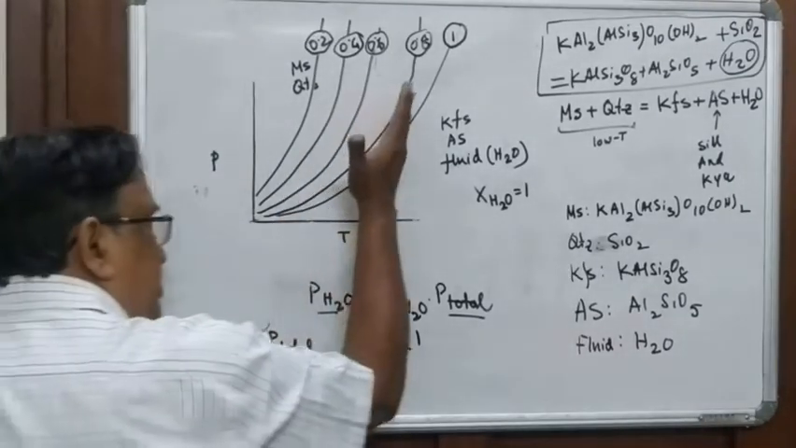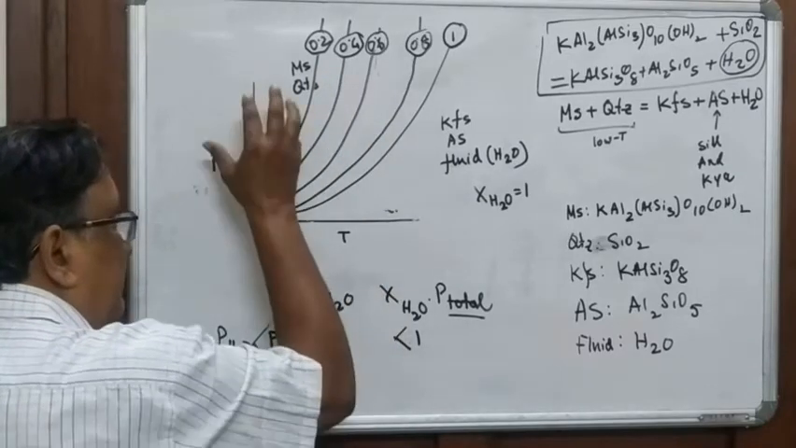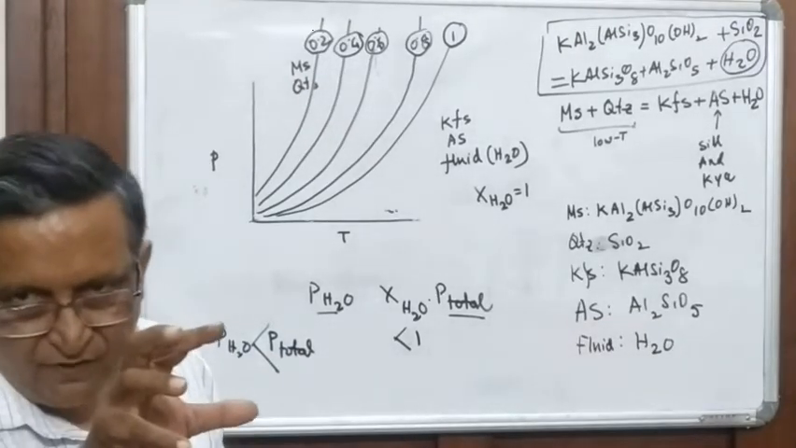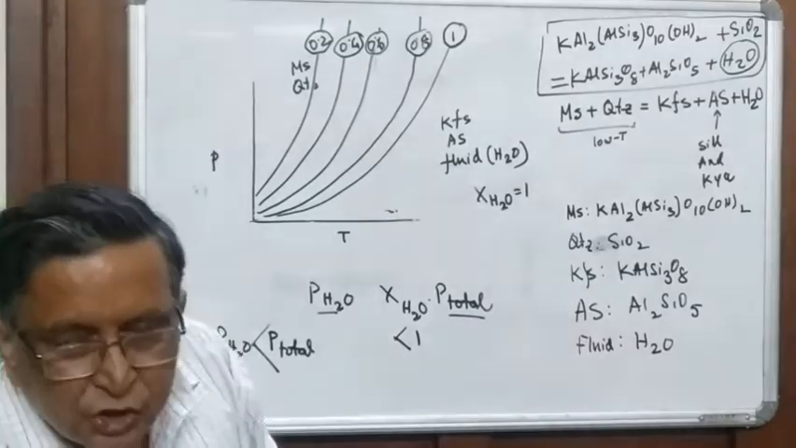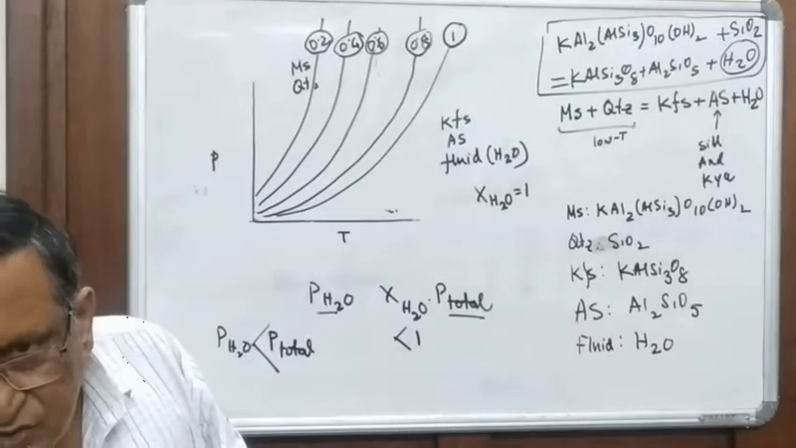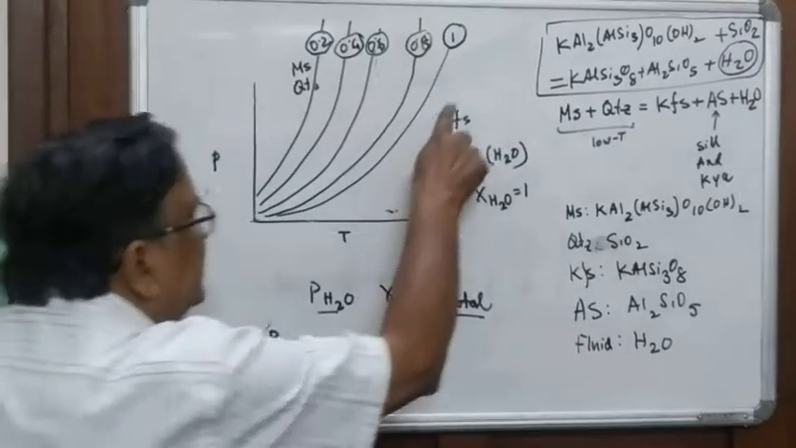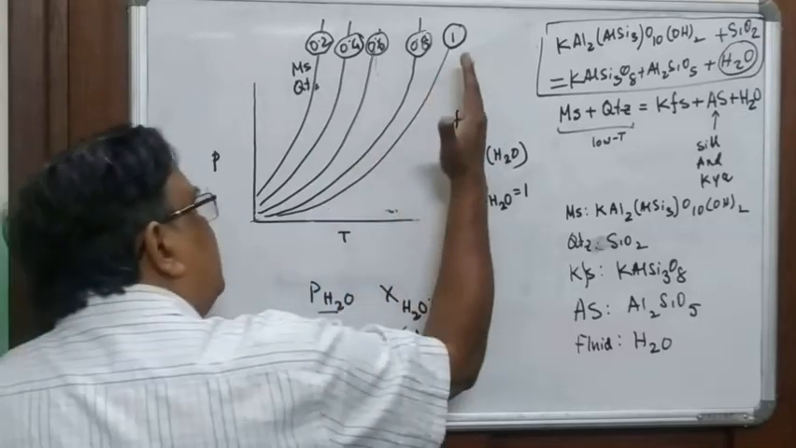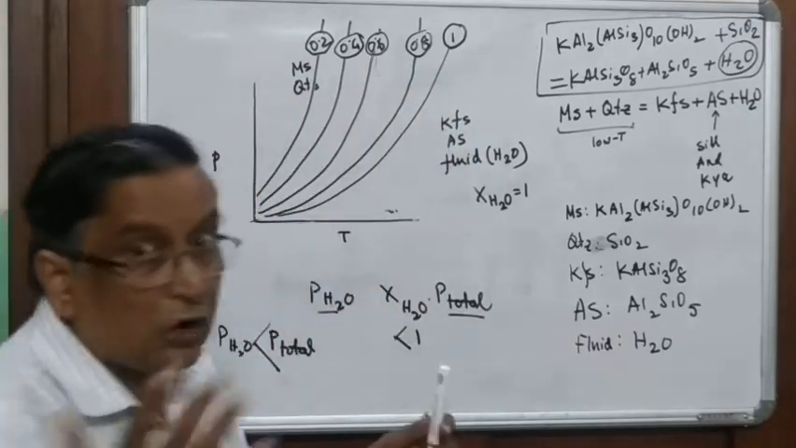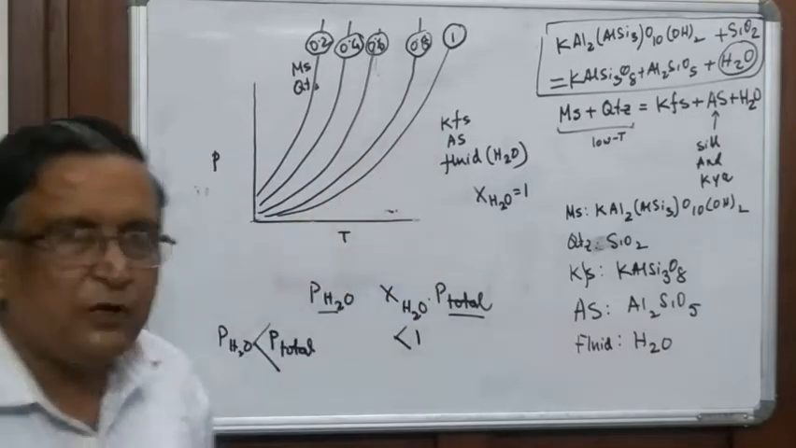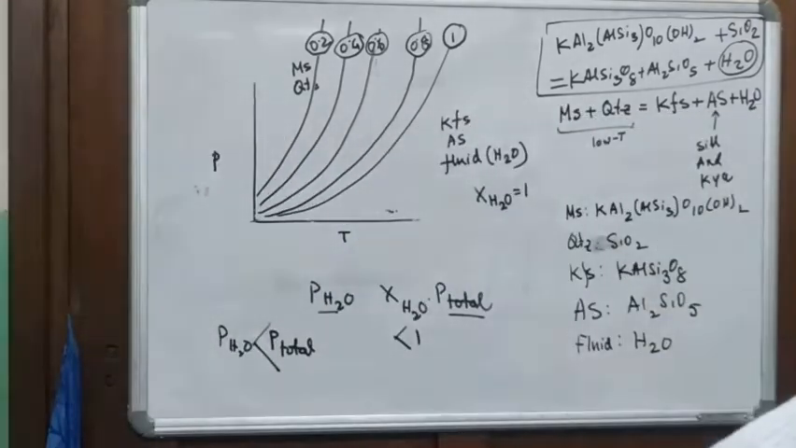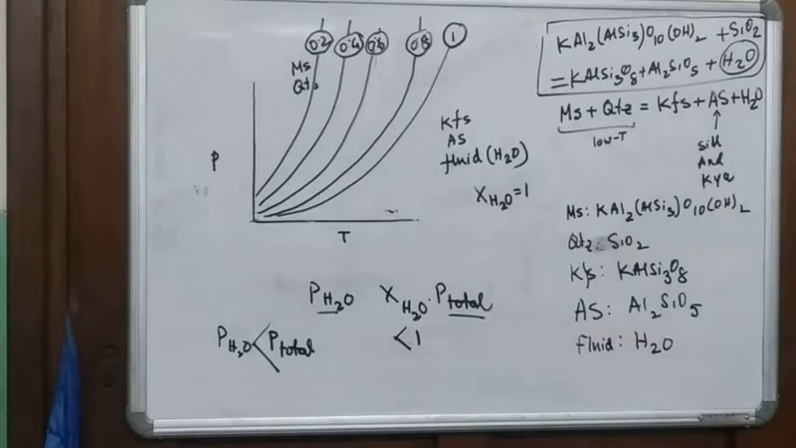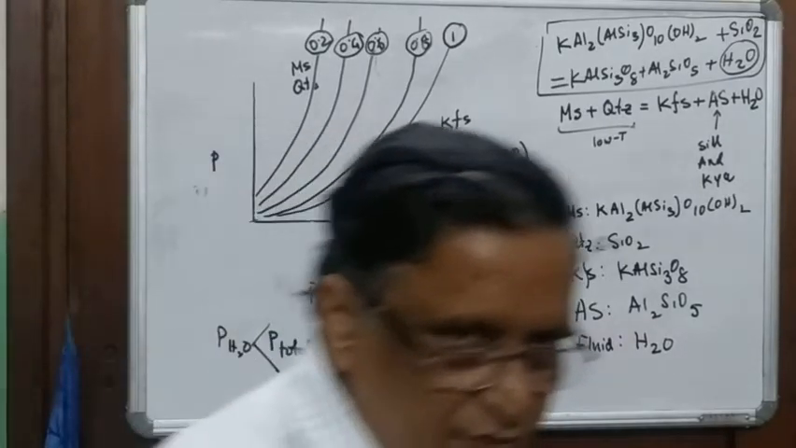reactions. If you reduce XH2O, then the stability field of the low pressure, low temperature assemblage shrinks to lower pressure and low temperature. In other words, this assemblage, K-feldspar plus aluminosilicate, shifts to lower temperature, making K-feldspar plus aluminosilicate more stable at lower temperature and lower pressure. This is an important point that will come into our discussion.